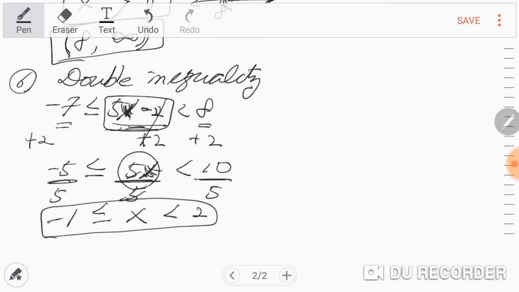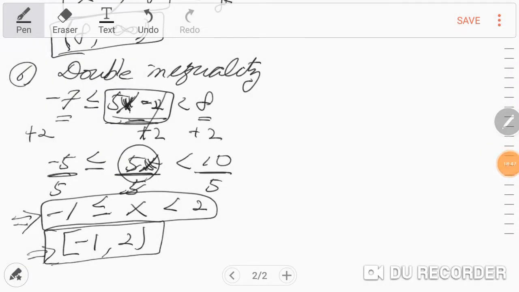Then the interval notation: x is between negative 1 and 2. So starting from negative 1, there's an equal sign, so use a bracket, comma. The right side is number 2, and 2 is not included, so use parentheses. So negative 1 to 2 is the solution in interval notation. This is the solution written in inequalities.